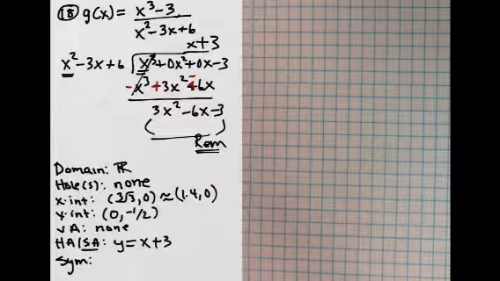The symmetry is none because in the numerator I have odd and even, because the 3 has an x to the 0 power, so that's even, and the x cubed is odd. So that's odd and even, which means none, no symmetry.